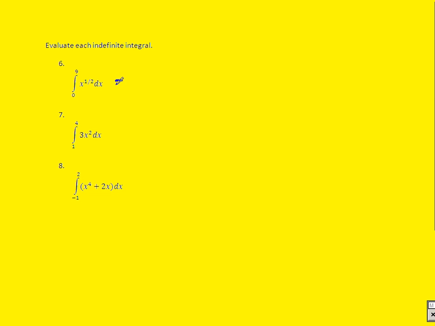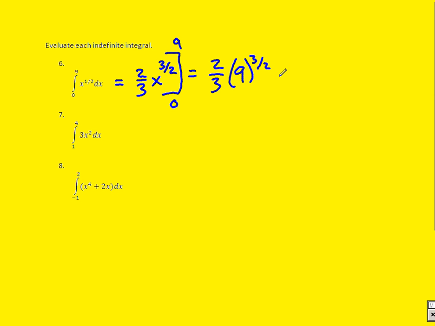So first we take the antiderivative, add 1 to the exponent, 3 halves. 3 halves times what gets me back to a coefficient of 1? That would be 2 over 3. I need to evaluate it from 0 to 9, which means I'm going to plug that in. 2/3 times 9 to the 3 halves power, and then subtract what I get if I plug in 0. If I plug in 0, you'll see 0 to the 3 halves power is just 0.